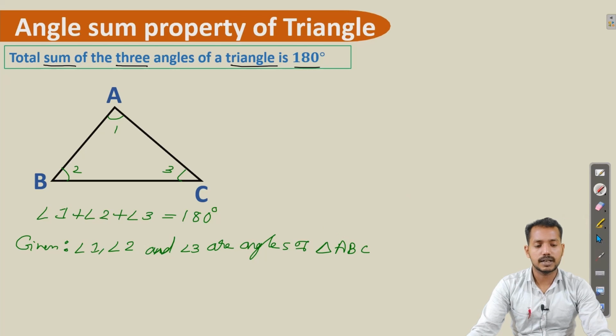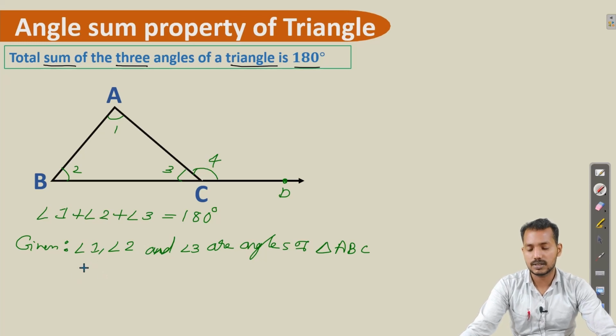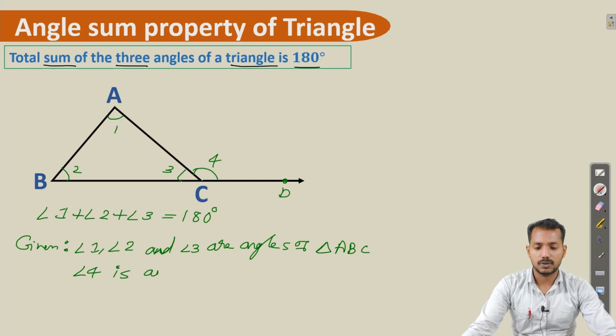And here I am going to take the exterior angle property to prove this one. So I extended this BC to a point D. Okay. Now I have got here one exterior angle that is given the name angle 4. So one more quantity is given, that is, angle 4 is an exterior angle.